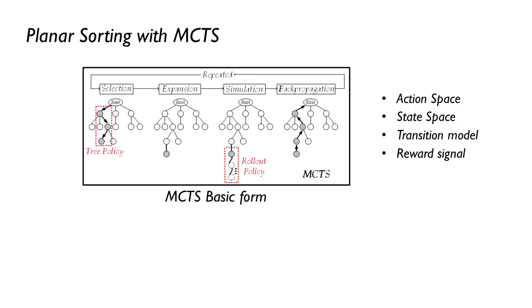Then we adapt the Monte Carlo Tree Search to the sorting task. MCTS is used for sequential decision-making problems with a state space, action space, reward signal, and transition model. Given a current state, the algorithm estimates the state-action values using simulated episodes called rollouts and returns the best action. During rollout, it uses a rollout policy to select actions and simulates state transitions.